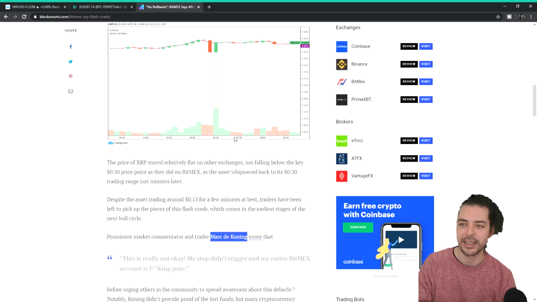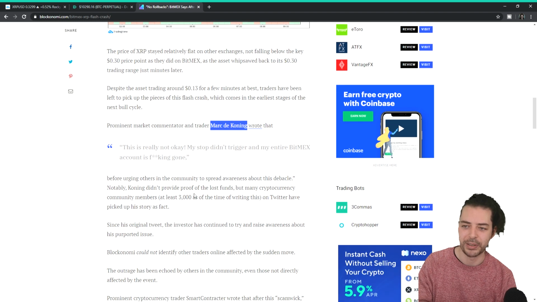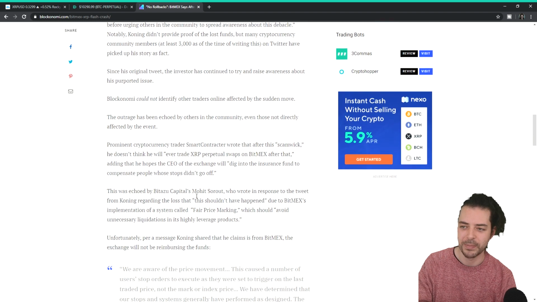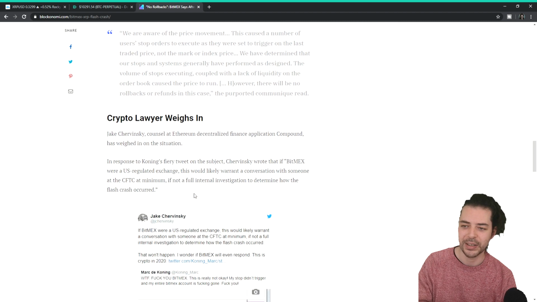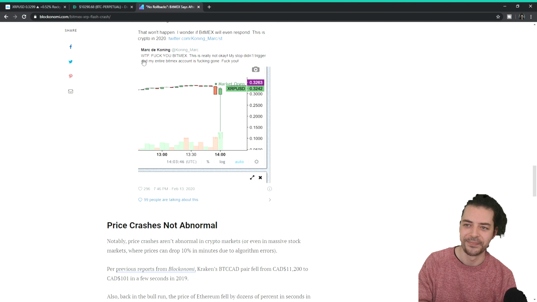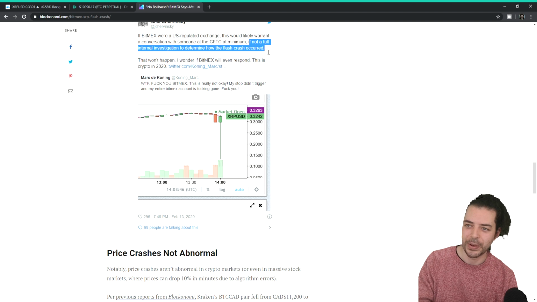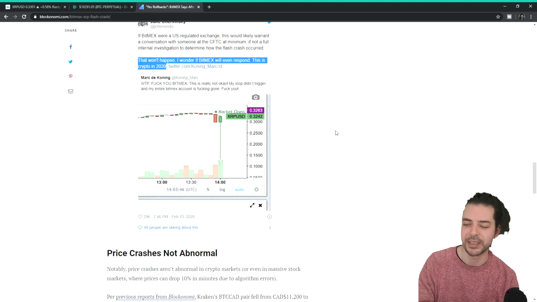But you can see that there are little mistakes here when it says that minutes later the price was back up to where it was. All of this happened within a minute, and it feels like there's negativity towards him, as you can see with this language up here, negativity towards BitMEX. And sort of this: "If not a full investigation to determine how the flash crash occurred, that won't happen. I wonder if BitMEX will even respond. This is crypto in 2020." So this is how this becomes FUD, you see.